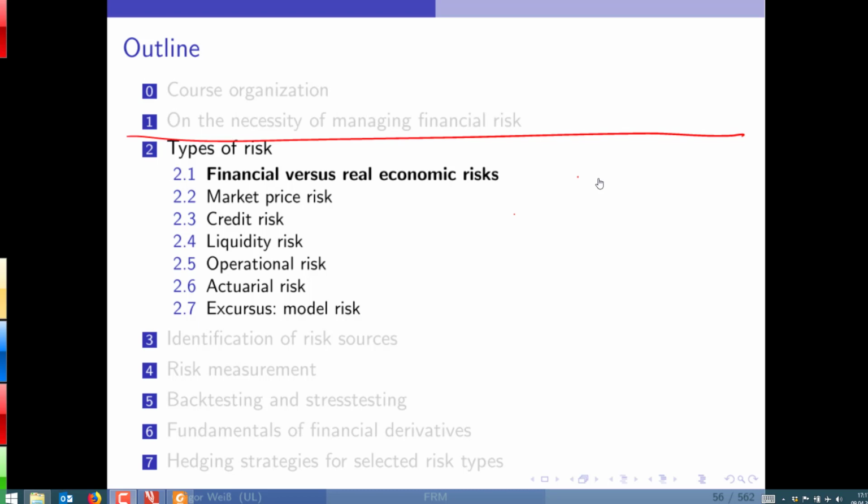But now let's turn to the second chapter and let's talk more about what types of financial risks financial institutions in particular and industrial companies in general are exposed to. As you can see from the outline, we'll talk about financial versus real economic risks. Then we'll turn to market price risk, credit risk, operational risk, liquidity risk, and actuarial risk as a special case, but we only talk about actuarial risk for like two slides. And then I'll talk about model risk a little bit.